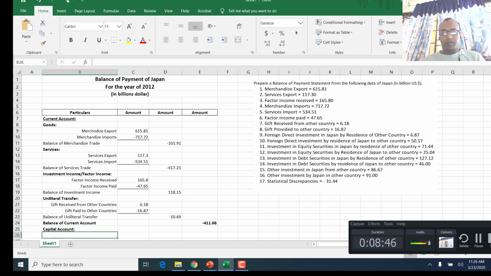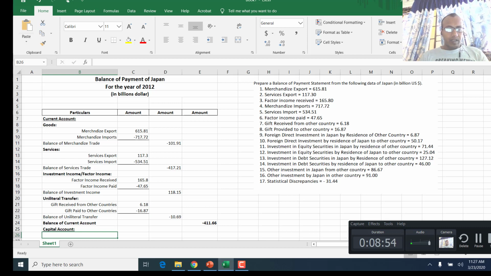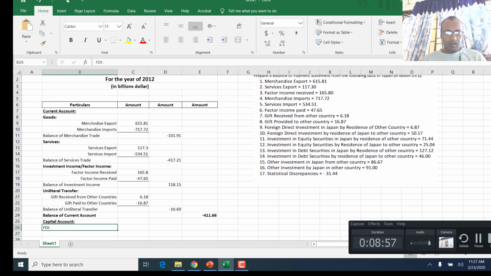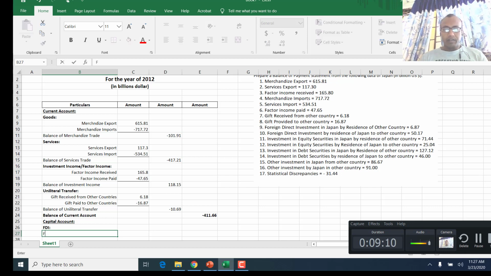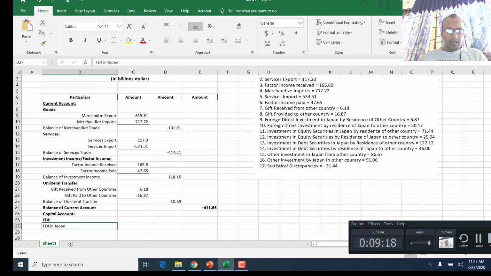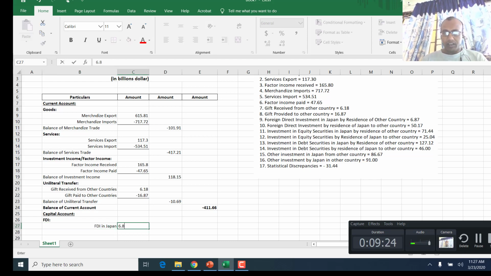In the capital account, first of all, FDI. Under FDI, if we get any foreign direct investment in Japan, like in transaction number 9, foreign direct investment in Japan by the residents of other countries, it brings foreign currency to Japan. So FDI in Japan brings the foreign currency, so it should be added: 6.87.